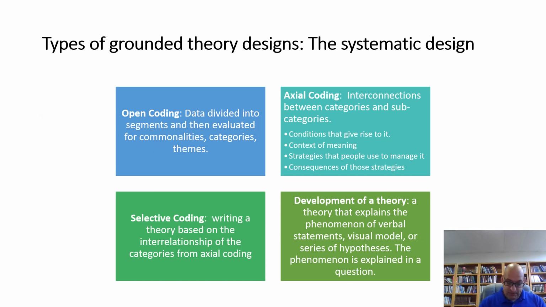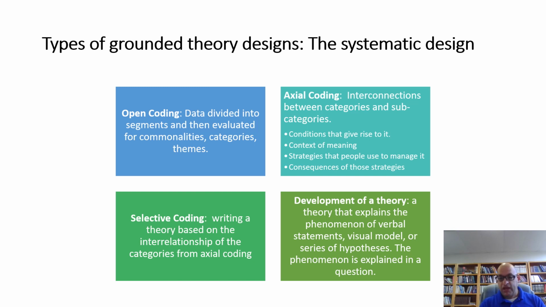Now, there are types of design, and when we talk about the systematic design methodologies, this is how you're going to need to explore it. So I put it in a quadrant format here. So number one, you have open coding, and you're dividing that data into segments, and you're looking at commonalities, you're looking at how categories are shaped and where the themes are originating from.